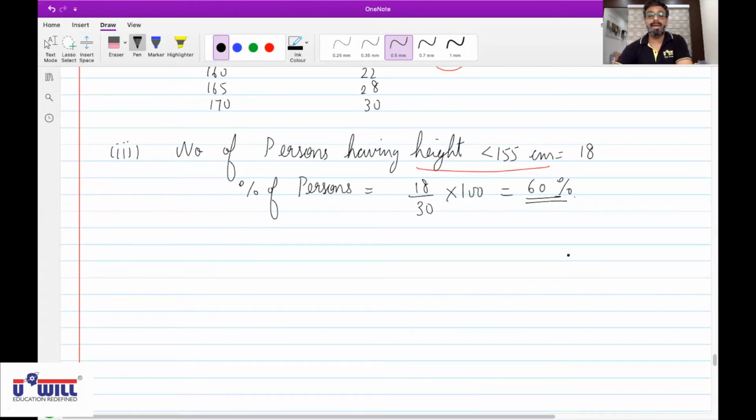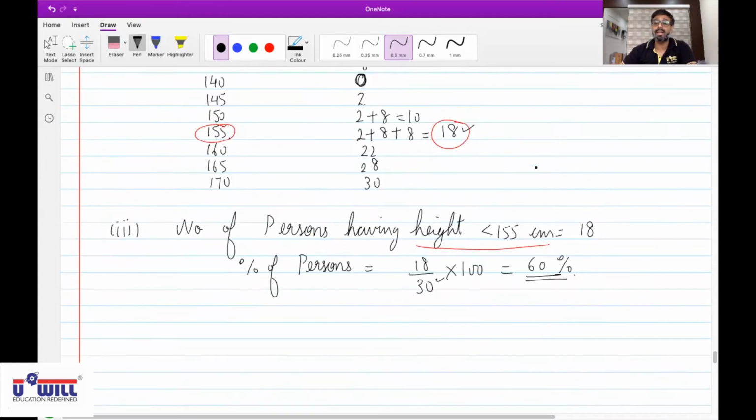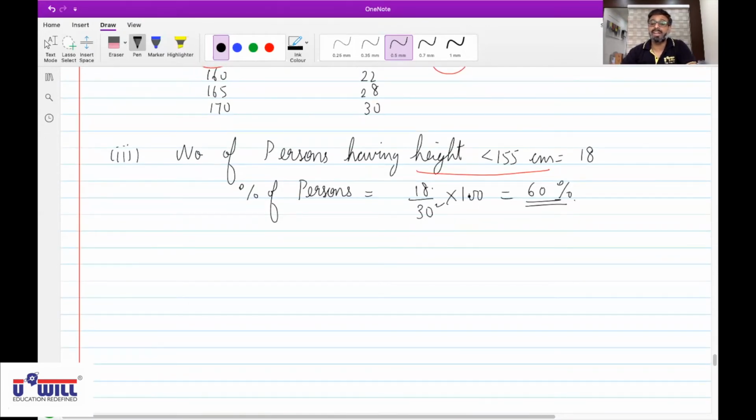Okay, 18 divided by 30 into 100. So in percentage, what percentage of persons have height less than 155 centimeter? 60%. How did we get this? Total number of persons is 30. So 18 out of 30 persons means out of 100, how many? 18 upon 30 into 100.